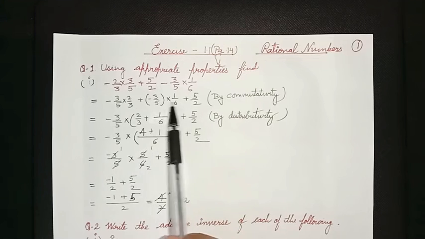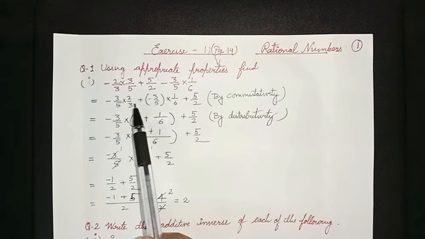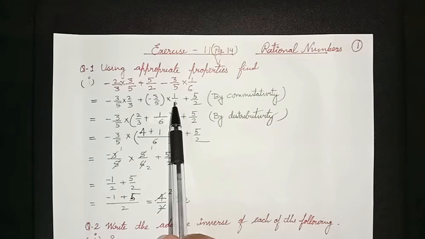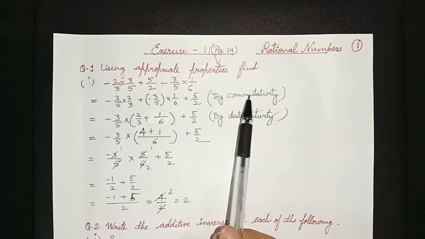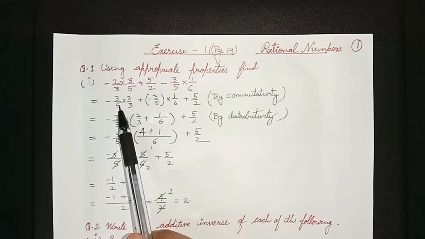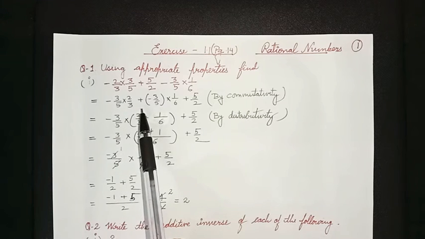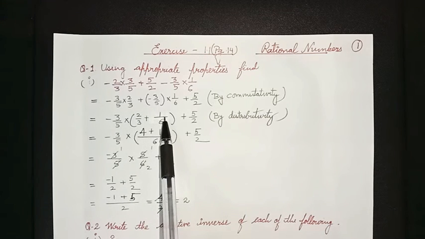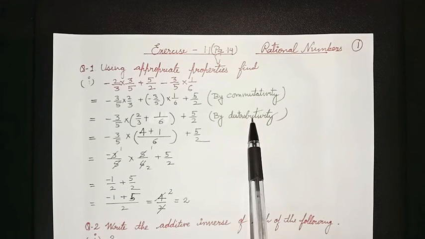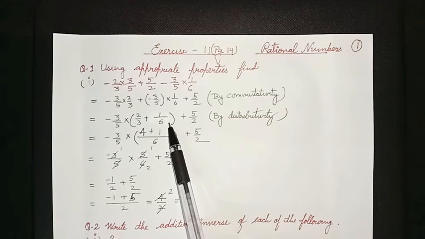Now you can see I have changed the order of the numbers, but no effect will come on the steps. Here we have only used the commutative property. Now in the next step, you can use the next property. The property is the distributive property. Now you will think how we will use the distributive property.